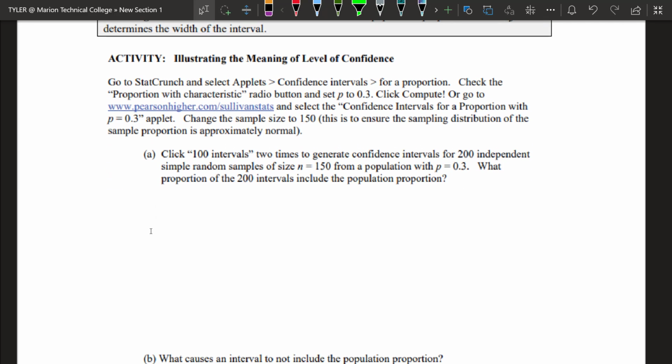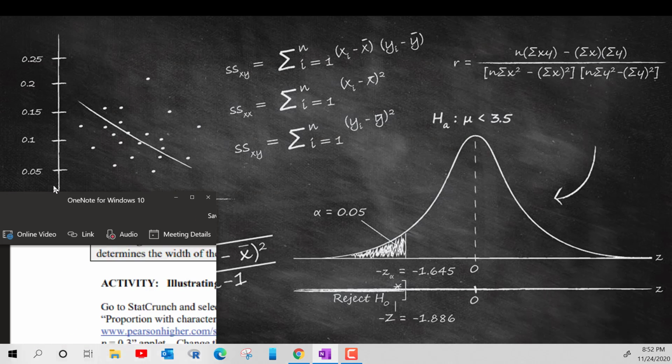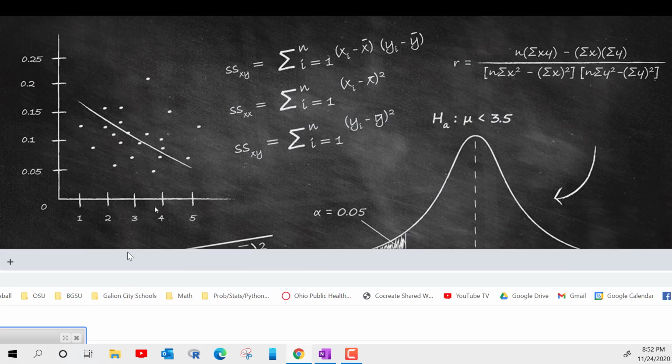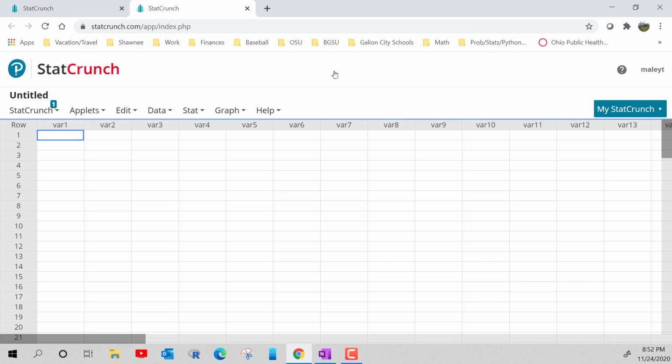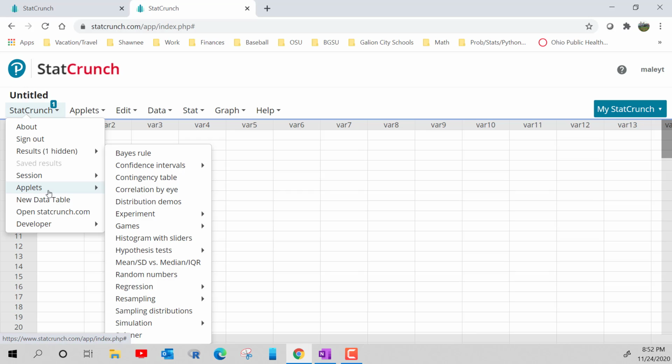So now what I would like to look at is going through an activity to help make this a little more concrete, using StatCrunch. It can make a good visual. If you have your notes out, you can follow along, there are directions. The first thing is to go to the StatCrunch menu and then click on Applets. And then we're going to go to confidence intervals and then for a proportion.